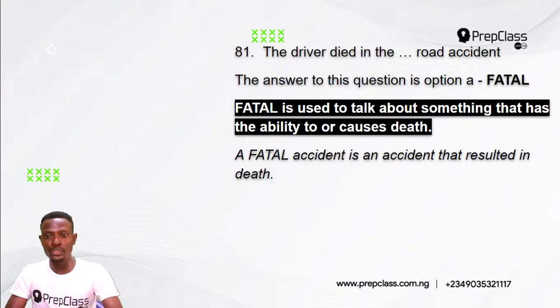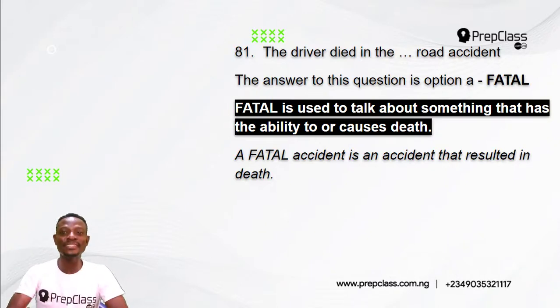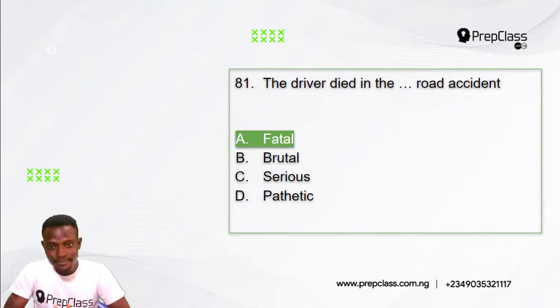The answer to this question is option A, fatal. The driver died in the fatal road accident. Fatal is used to talk about something that has the ability to cause death or something that causes death. The road accident resulted in the death of the driver, so it was a fatal road accident. A fatal accident is an accident that resulted in death. The answer to this question is option A.